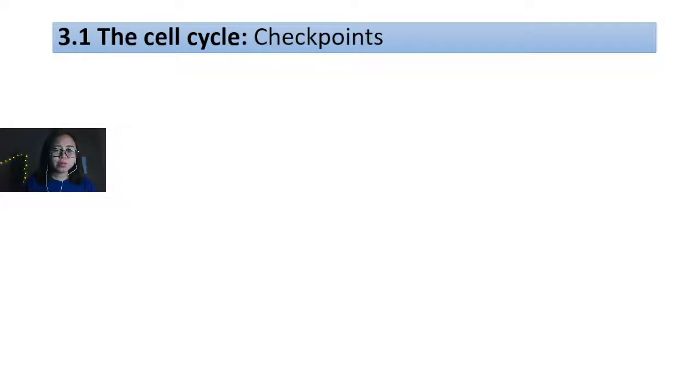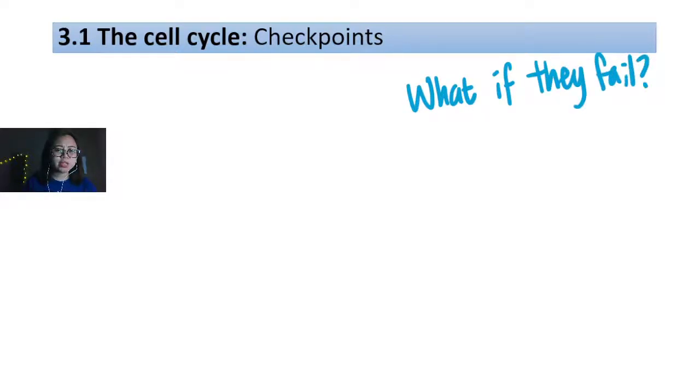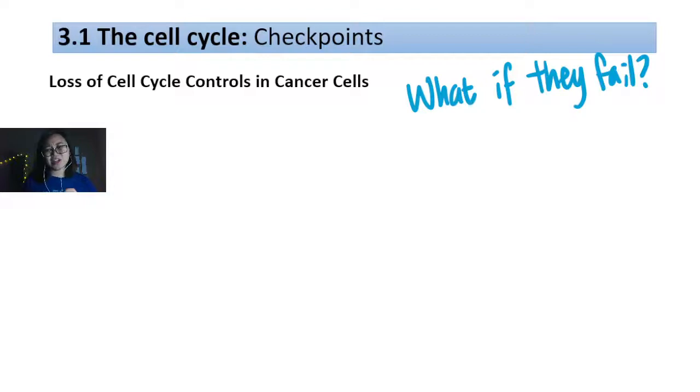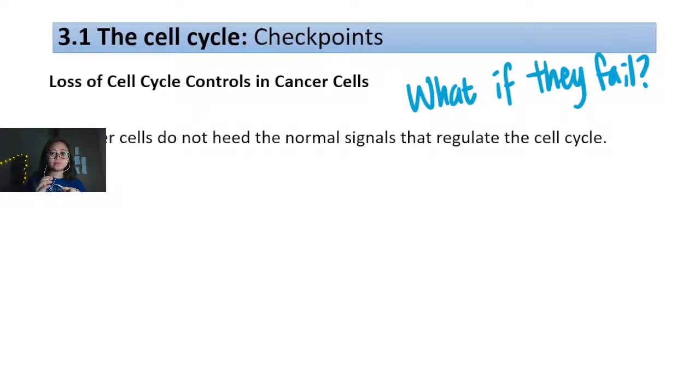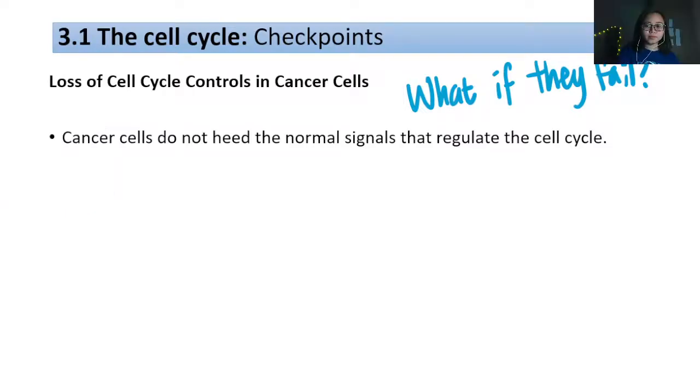Let's talk a little bit about more checkpoints. What happens if your checkpoints fail? What happens to your cell or to your whole body? You can get cancer. Okay, kalau checkpoint yang saya cakap tadi tidak berfungsi dengan betul, ataupun kalau sel kamu tidak dengar cakap. Okay, kalau kamu nampak ayat dia di sini, cancer cells do not heed the normal signals that regulate the cell cycle. Heed means dengar cakap.